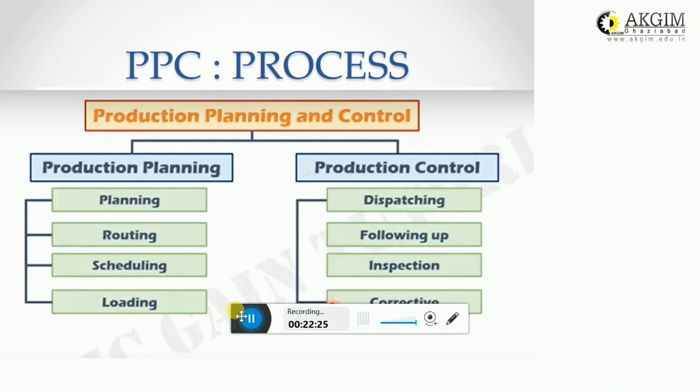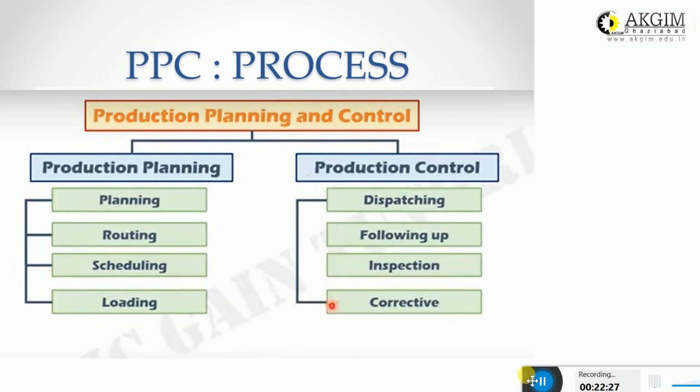So here you can see this is a PPC process. This entire process is divided into two: one is production planning, and the other is production control. So we'll understand this first as the planning part, and the other one as the control part. We know that planning is one of the primary functions of management. It determines what will happen, what will be produced, by whom and how. And it formulates the plan for labor, equipment, work centers, and the material requirements needed for production.